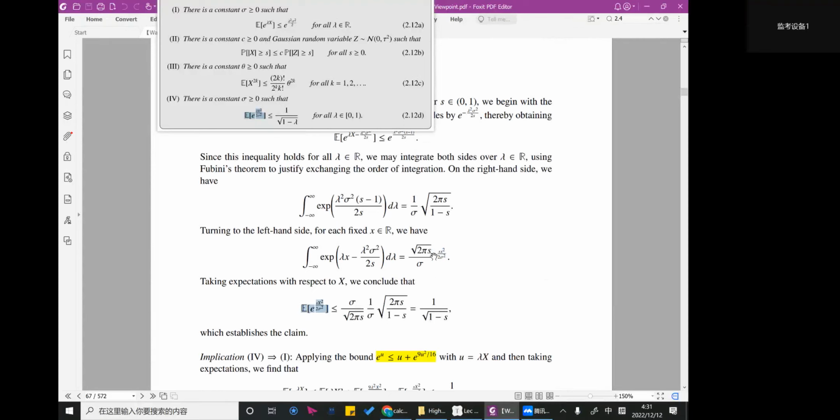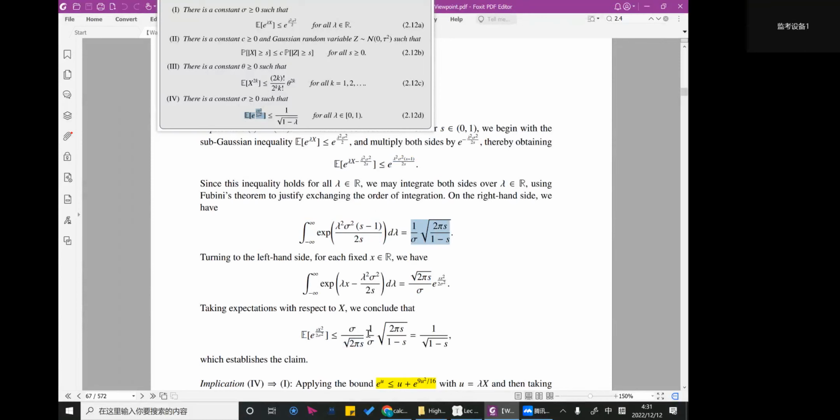The expectation of this is less than this. This is the multiplication term, so the inverse is here, and it's less than the right hand side, where if you do the integration, we get this. So we write this term here, and we get this final result. This is the proof from 1 to 4. So finally we get the proof and implication from 4 to 1.